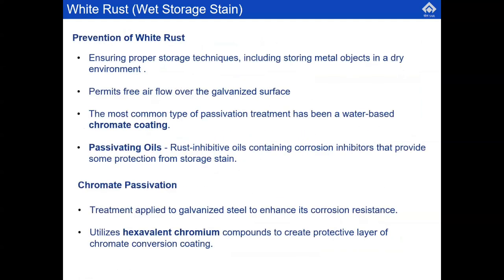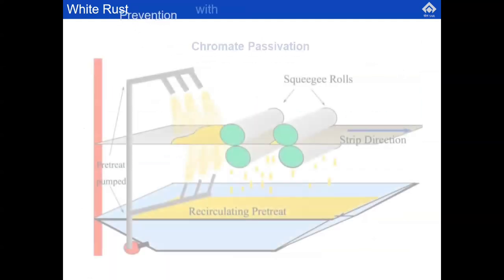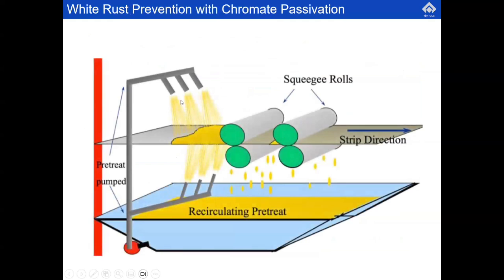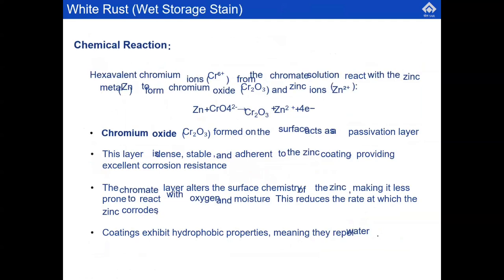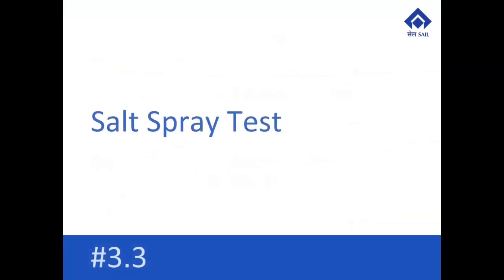Prevention of white rust, like I was telling, we use a chromate based passivation. We basically spray chromate based solution so that the chromate layer is formed, and we have these squeeze rolls which wipe off the chromate based solution back to the tray, and this recirculation process goes on. Details of white rust I can skip.